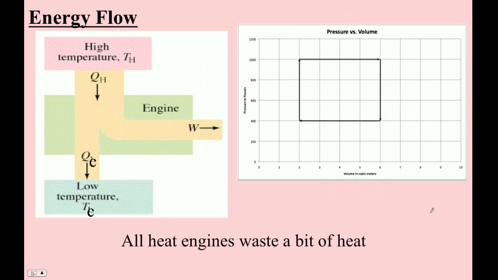And then this is something called a Sankey diagram. Usually they're drawn with arrows like this. The idea is that heat flows from the high temperature, and in the book they have QL. Here in the data packet they'll have QC and temperature cool like this. But all heat engines waste a bit of heat, and here is why.